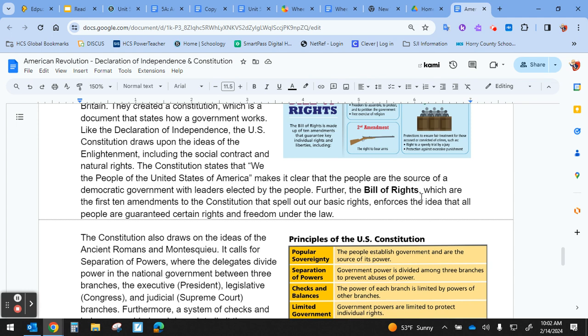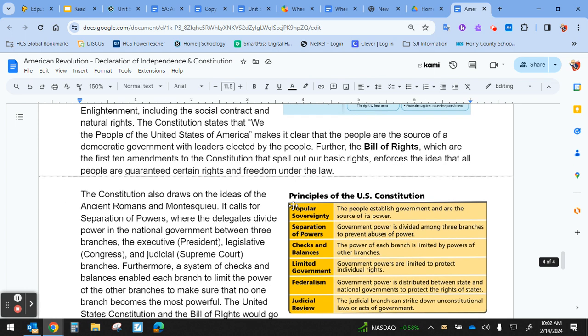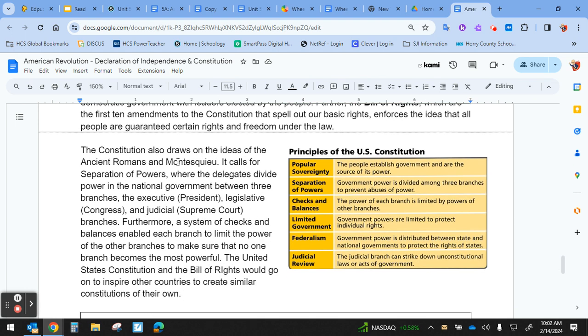Further, the Bill of Rights, which are the first 10 amendments to the Constitution that spell out our basic rights, enforces the ideas that all people are guaranteed certain rights and freedoms under the law. This comes from the ideas of Voltaire from the Enlightenment. The Constitution also draws on the ideas of the ancient Romans and Baron de Montesquieu.